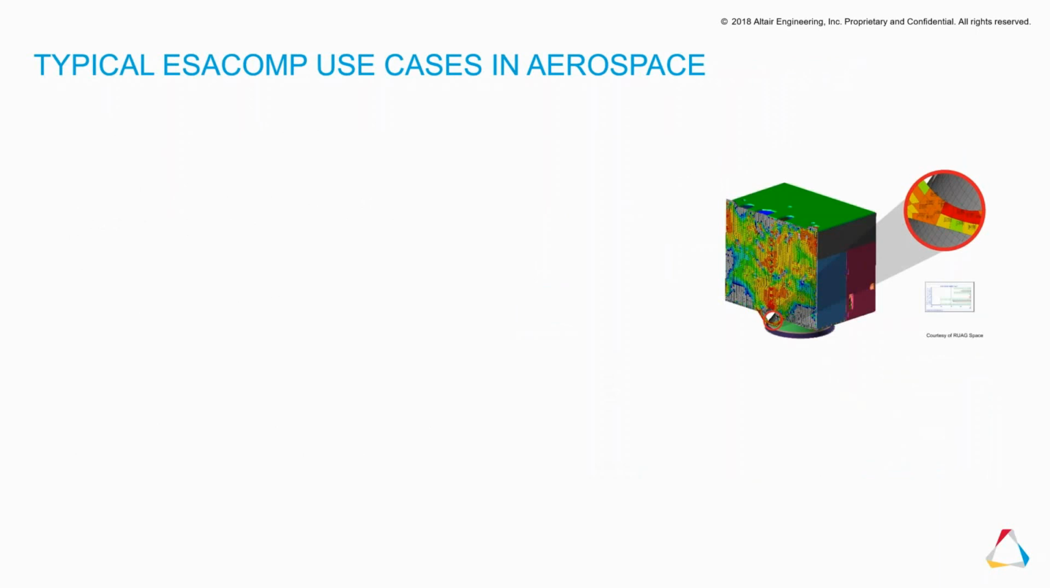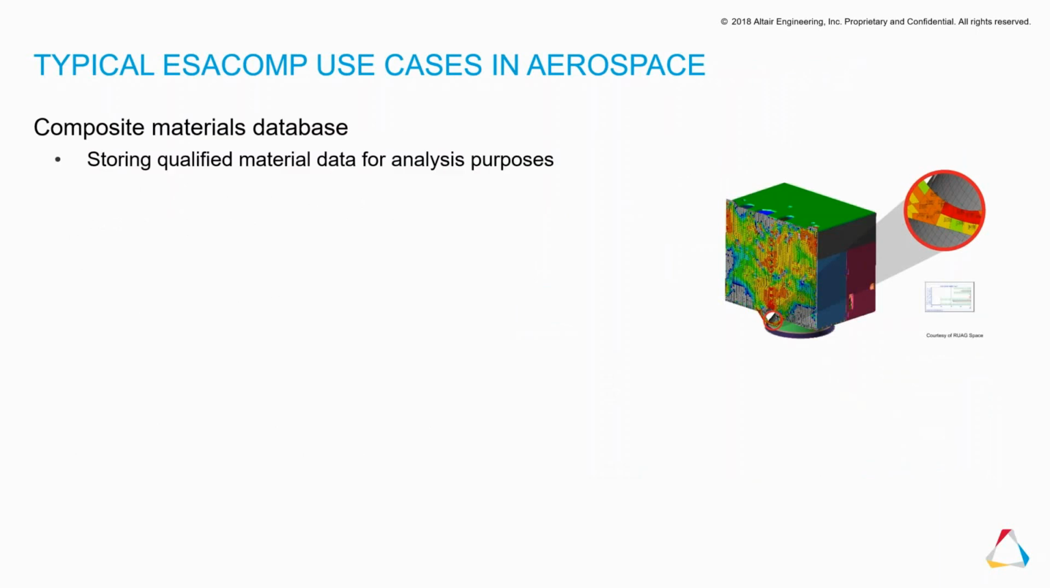It's always good to understand what our customers actually use ESAComp for, and this is what we learned from some of our aerospace customers. So what they use is the composite materials database of ESAComp. The customers may be entering their own qualified material data in ESAComp, so that it will be easily available for all the analysis, including using the FE export going to the FE solvers of choice.